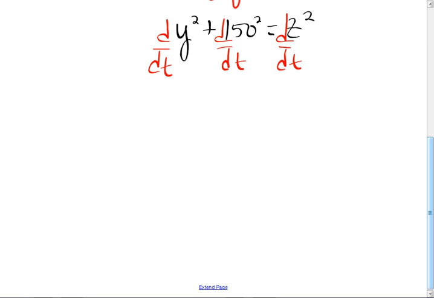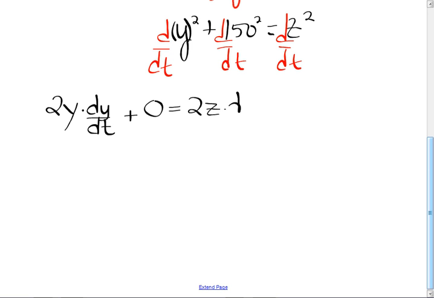What's the derivative of y squared? That's the derivative with respect to y. Then you have to chain it times the derivative of the inside function with respect to time. Does that make sense? And for those of you new, just don't be afraid to ask questions. Plus, and I usually see 2 times 150 here, but that's not true. What's the derivative of a constant? 0. Equals, and what's the derivative of z squared? 2z dz dt.